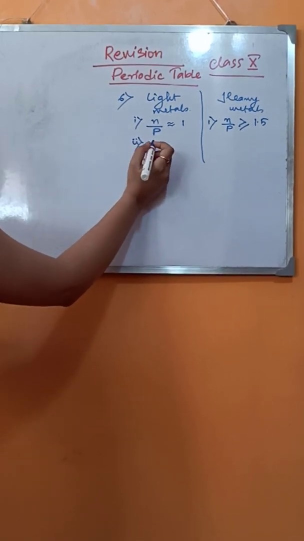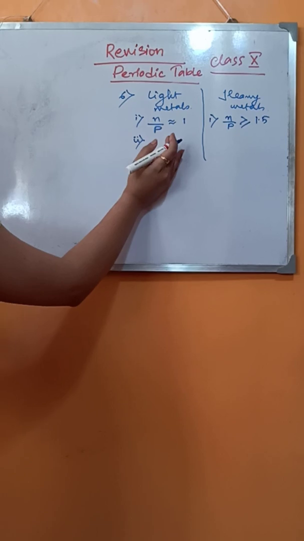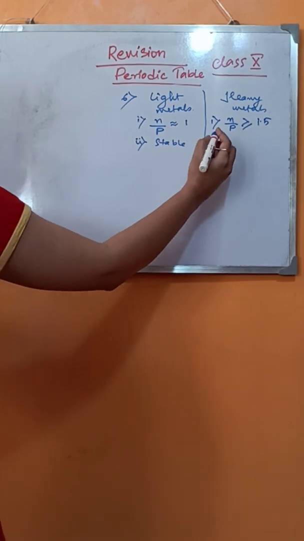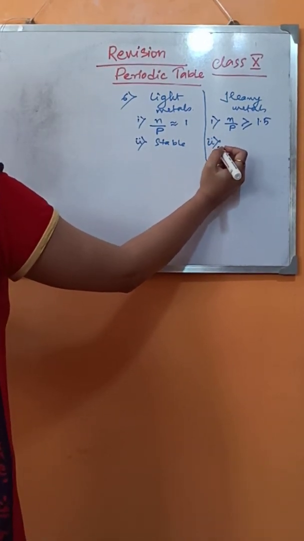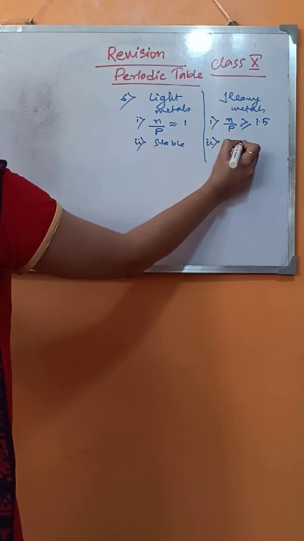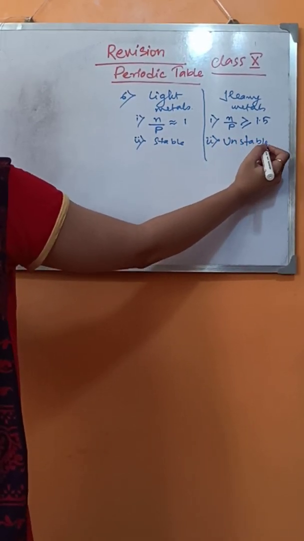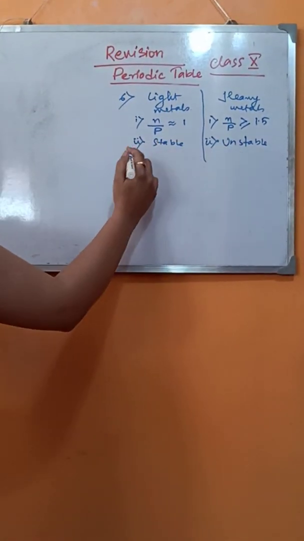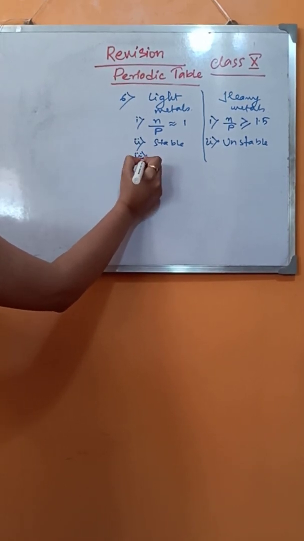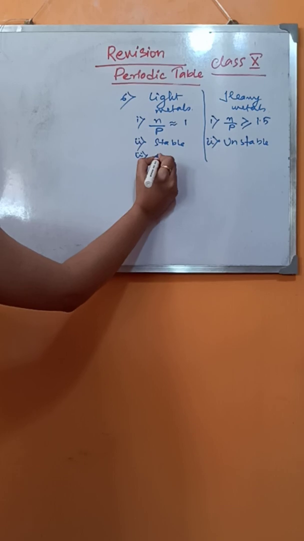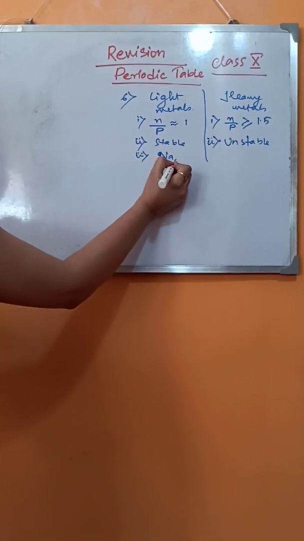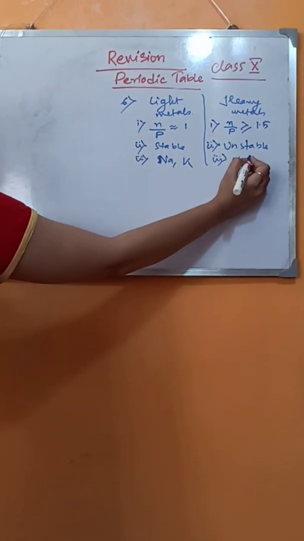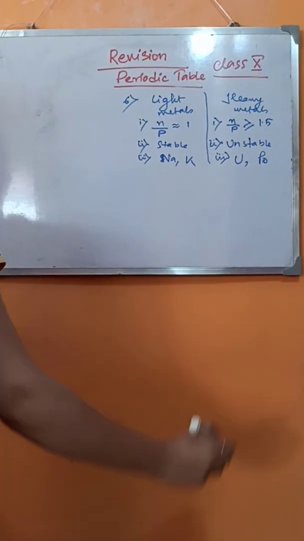Next, you can say another thing about light metals, that light metals are stable, whereas the heavy metals, which are basically the radioactive metals, they have a heavy nucleus. Therefore, they are unstable. They can easily undergo radioactive fission and fusion. Nuclear fission and fusion reactions take place in these metals. Now the third differentiation can be the examples. The light metals are sodium, potassium, and the heavy metals are uranium, polonium.